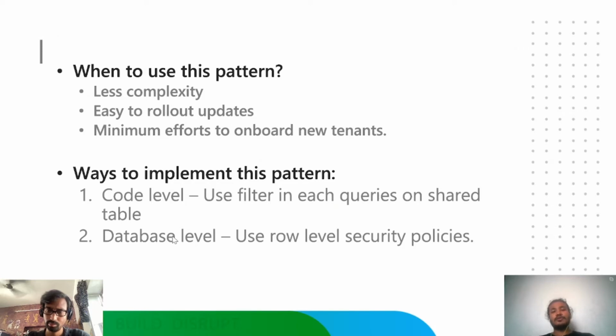A better approach would be to have it at the database level. You can use row level security policies. So you do not have to write the filters at the code level. You have to create the policies at the database level, and the data is fetched accordingly. Is this clear till now?